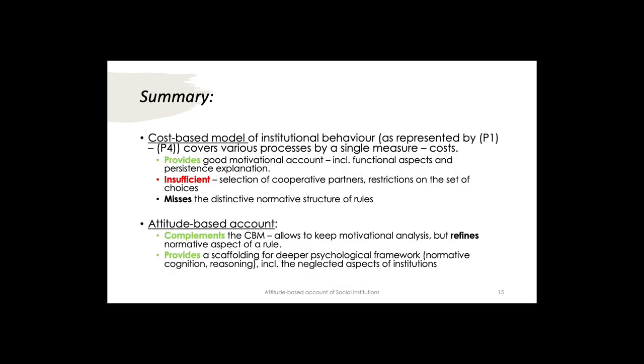So to summarize my talk, I tried to explain that the cost-based model of institutional behavior covers various processes by a single measure, costs. Although it provides a good motivational account that includes functional aspects and persistence explanation, it seems to me insufficient in terms of selection of cooperative partners and restriction on the set of choices, and it completely misses the distinctive normative structure of rules.